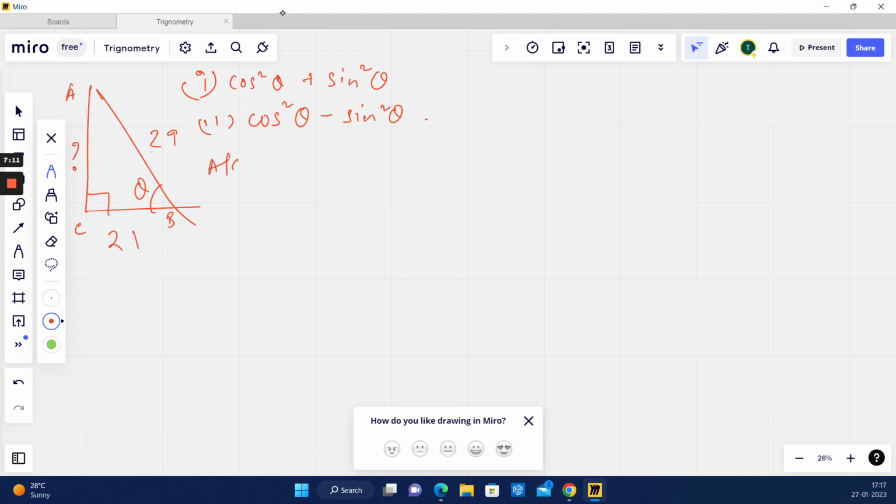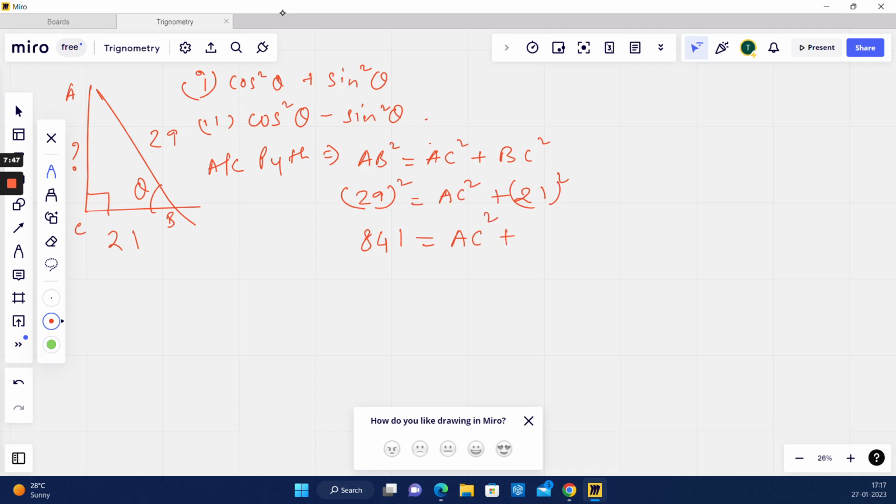So, according to Pythagoras theorem, hypotenuse square, that means AB square, is equal to AC square plus BC square. What is the value of AB? 29 square equals, what is the value of AC? We need to find it out, plus, what is the value of BC? 21 square. So if we take the square of 29, this will come out to be 841. You just need to multiply 29 into 29. Similarly, AC square remains the same. 21 square becomes 21 into 21, which is 441.